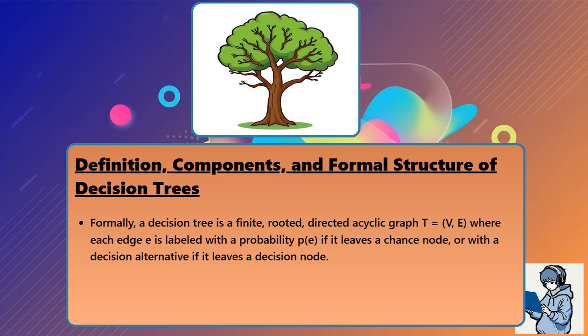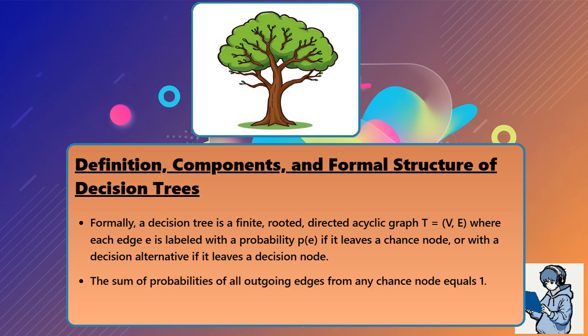Formally, a decision tree is a finite rooted directed acyclic graph T = (V, E), where each edge E is labeled with a probability P(E) if it leaves a chance node, or with a decision alternative if it leaves a decision node. The sum of probabilities of all outgoing edges from any chance node equals 1.